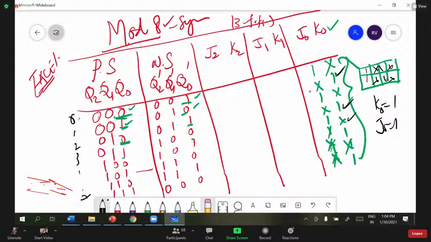Similarly, the J1 expression, suppose you may get like this. Q0, here you have to mention this as not Q1, Q2. Okay. How to explain to you this?